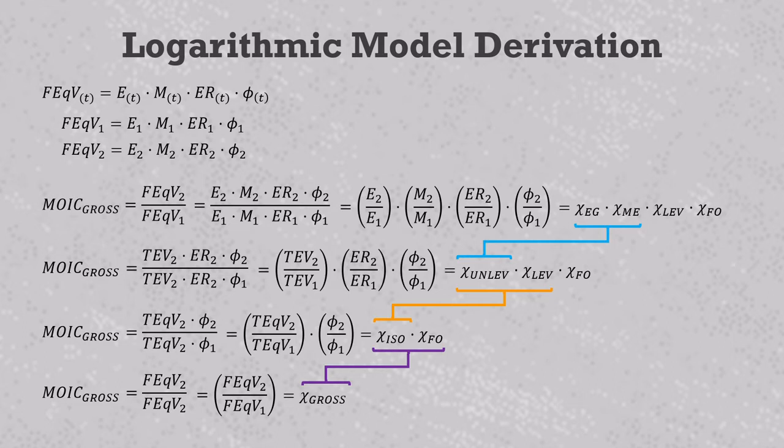Now you may be wondering why I call this the logarithmic model of value creation. At this point, there are no logarithms, natural or otherwise, in the formulas, but you will see them in the next video when we convert these equity return multipliers into the other measurements of value creation.